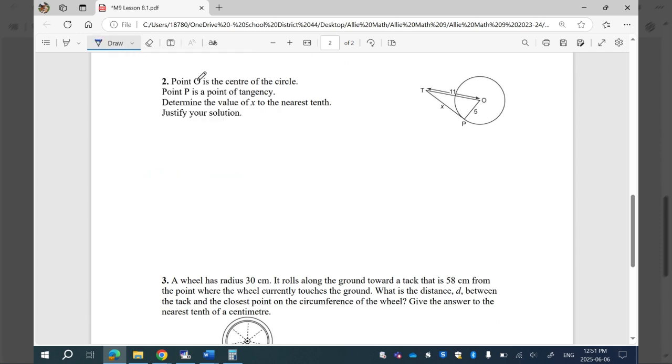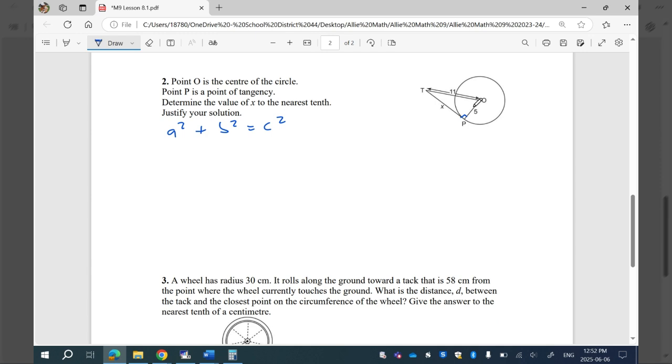So point O is the center of the circle right there. Point P is a point of tangency. So what do we know? We know that that is a right angle right there, and that's 90 degrees. Determine the value of x to the nearest tenth. So we need that value right there. We know that this is a right triangle, and so we can use the Pythagorean theorem, a squared plus b squared equals c squared, to find out the length of x.